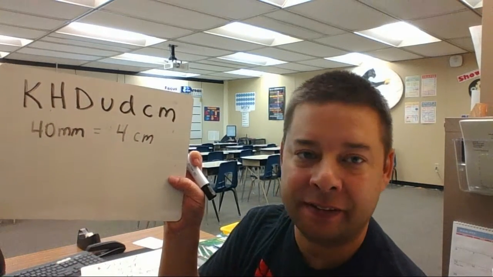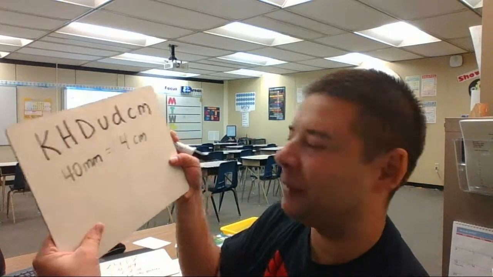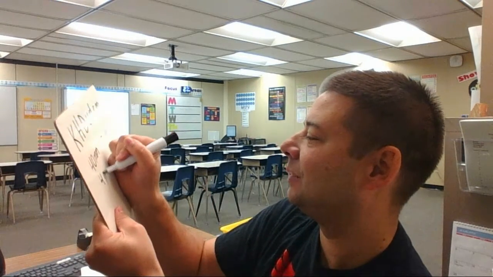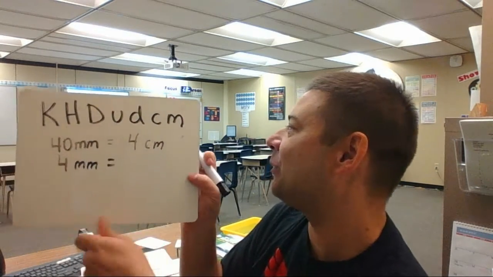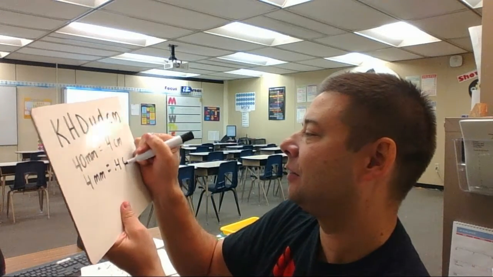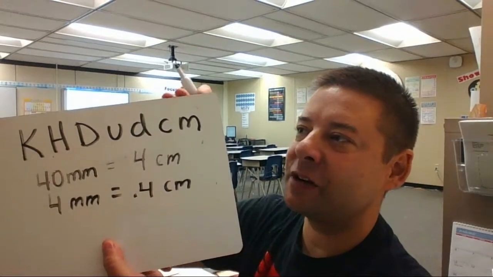And if we look at letter A, that's not the case at all. If I look at letter B, it's 4 millimeters, and I'm going to move that one space over to the left. That becomes 4/10 centimeters, and that's actually what letter B says. So letter B is correct. So there's our answers for letters A and B.